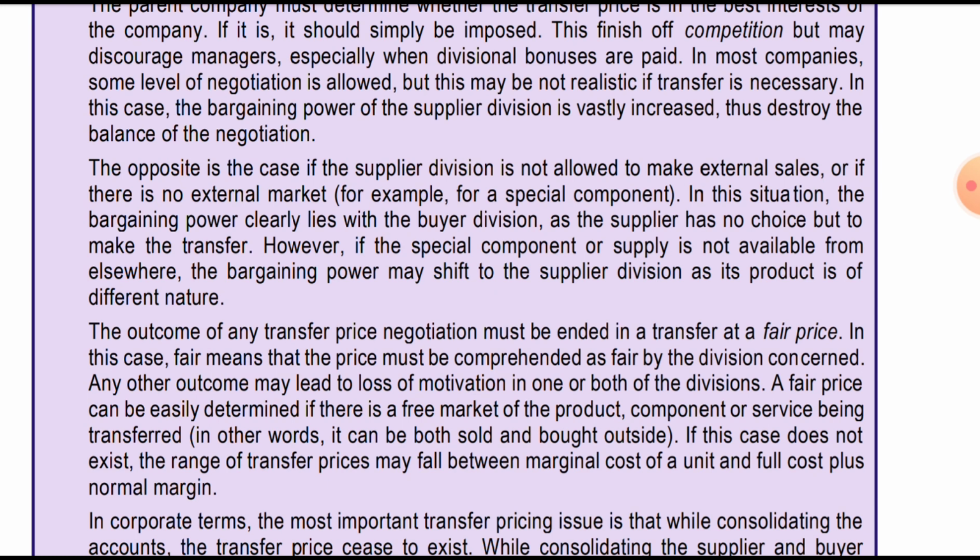The opposite case is where the supplier division is not allowed to make external sales, or there are no external sales. So if the supplier has no external sales, for example for a special component, in this situation the bargaining power clearly lies with the buyer division. The supplier is not able to sell to an outsider, which means the supplier will sell only to the buyer. So the buyer has the better position in that case, as the supplier has no choice but to make the transfer.